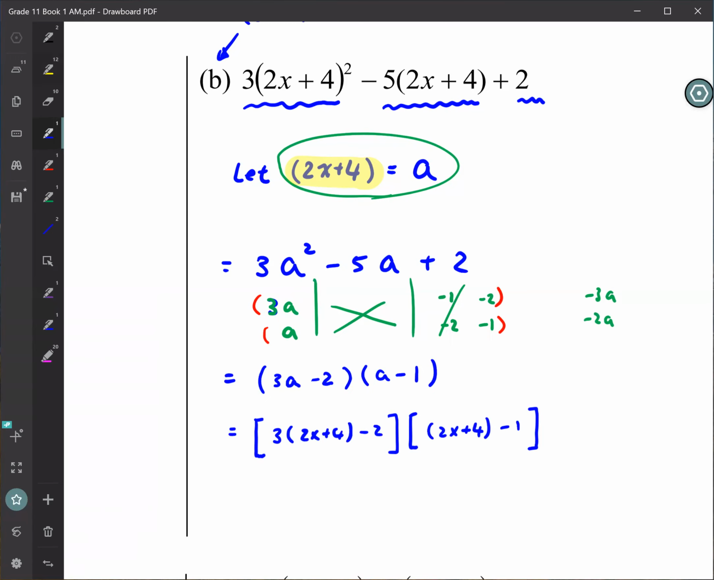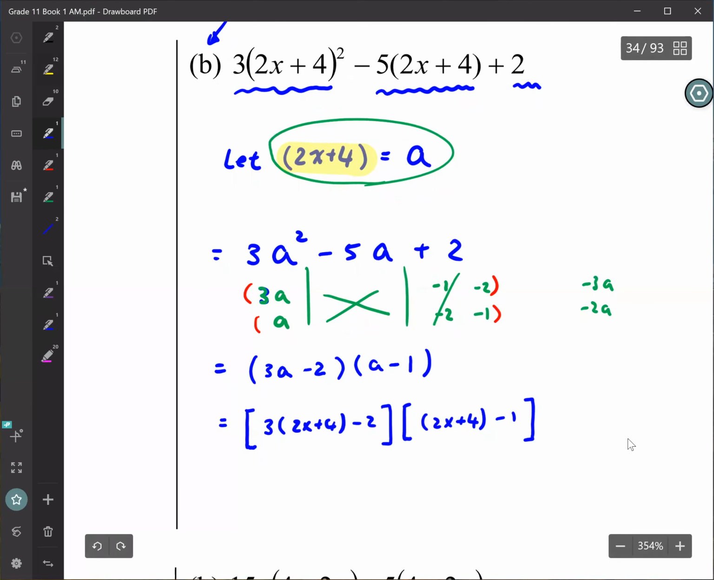Okay, any question about this step, how we get here? Can you raise your hand if you understand up to here? Okay, so once you get here, all we need to do is simplify inside the brackets. So we're going to expand everything inside. That would give us 6x plus 12 minus 2, so that's 10, a little bit of mental math. And then 2x plus 4 minus 1, so that will give us 2x plus 3.